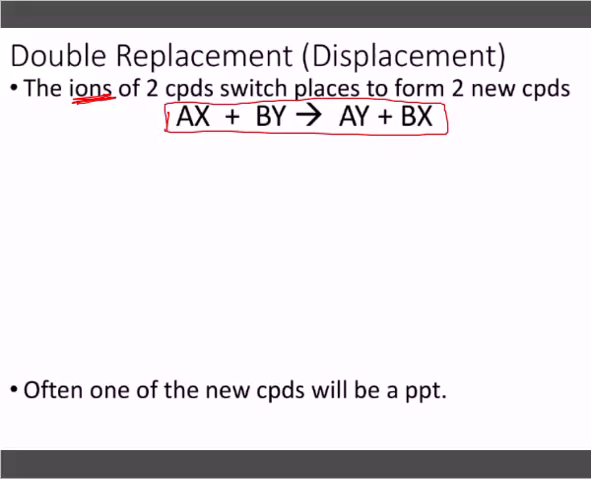This is what it looks like. AX plus BY yields AY plus BX. How I encourage my students to think about this is that we're going to switch partners. So the analogy I used, do you guys still do this?